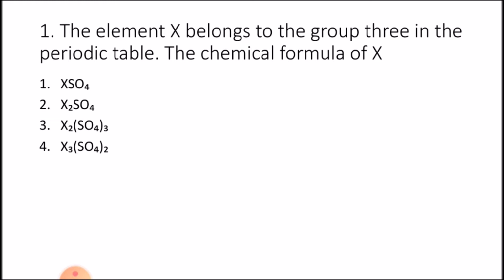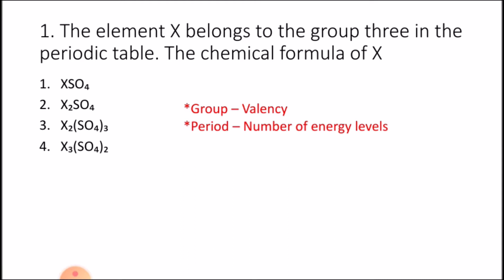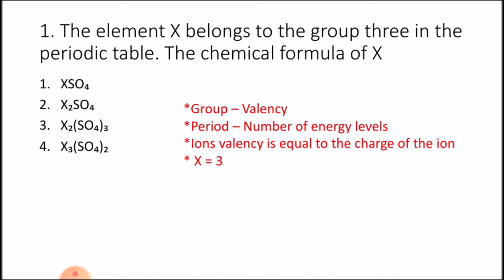If we consider group 3 elements, their valency is usually 3. And also from the periodic table, the periods give the number of energy levels in which an element belongs. And for ions, the valency is its charge. So based on these tips, we can say X has a valency of 3 and the sulfate ion has a valency of 2. When deriving the chemical formula, we have to interchange these valencies.